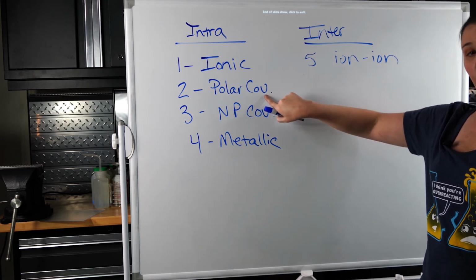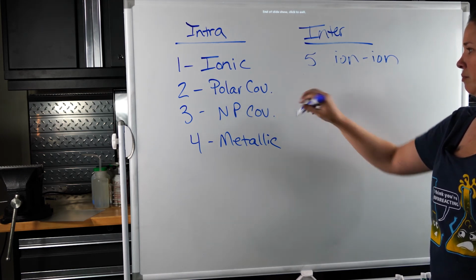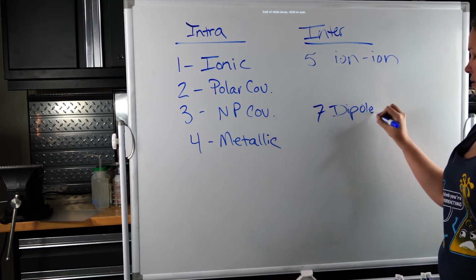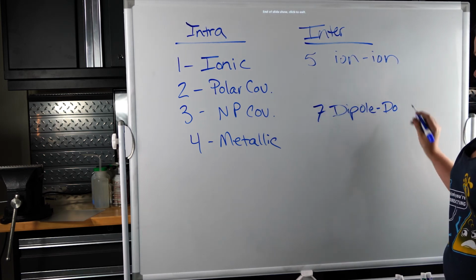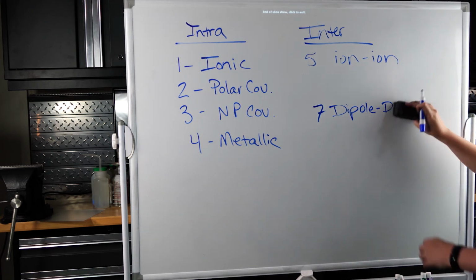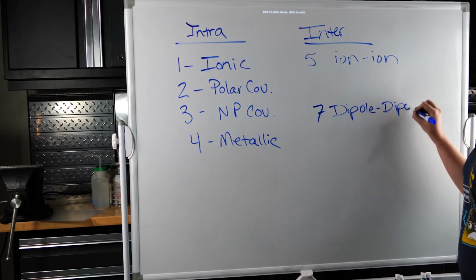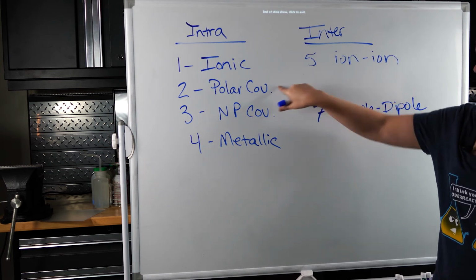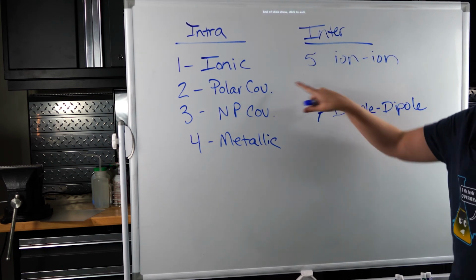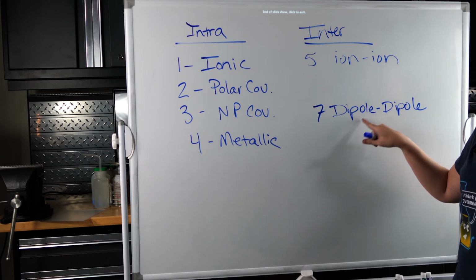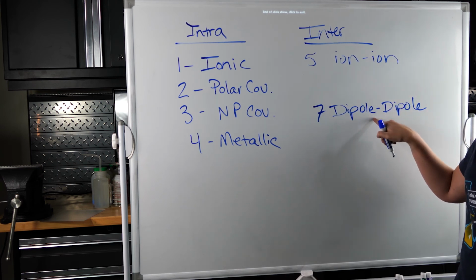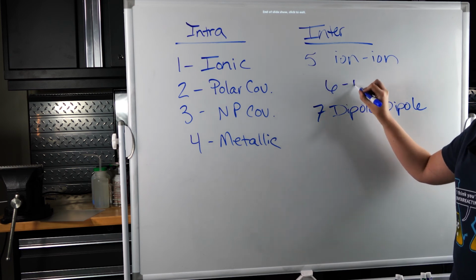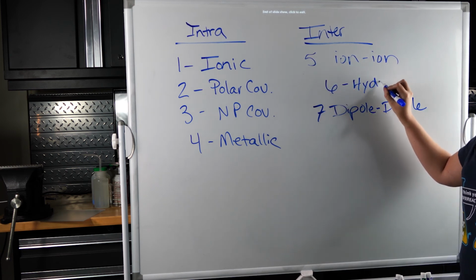Then we're going to look at polar covalent bonds. So we had dipole-dipole interactions on the list. And that would be a version of our polar molecules, also known as dipoles, being a pretty strong attraction. But there was a subcategory of dipole-dipole that was even stronger, which is where number 6 came in, our hydrogen bonds.